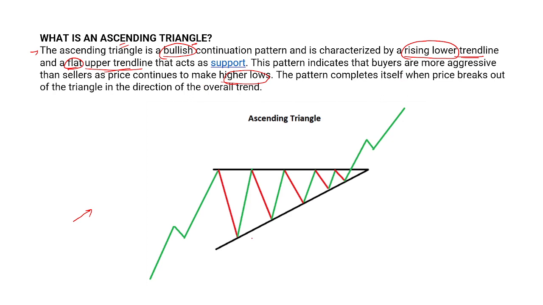Then the rising lower trend line, which indicates this line, it's a rising lower trend line. This lower trend line is towards up, and then a flat upper trend line. This upper trend line is totally flat. It is neither going up, nor going down. So it is making something like this, a flat upper trend line and this rising lower trend line. So this is making one triangle.